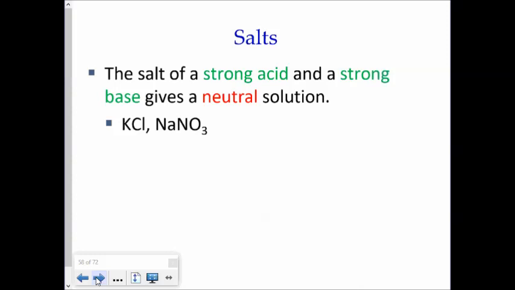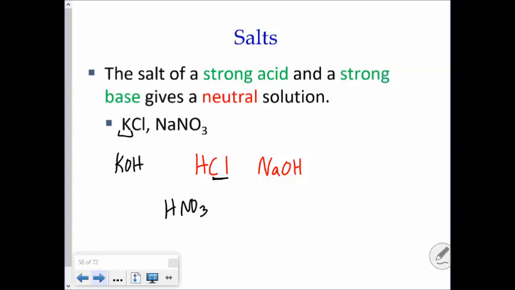So here, a strong acid, strong base. So we have HCl, or in this case, the sodium belongs to the hydroxide. As you can see, our K would be on KOH, Cl would be on hydrochloric, HNO3. So the nitrate is the conjugate of the nitric acid. The chloride is the conjugate of the hydrochloric. The K is the cation of the strong hydroxide. Sodium also would be the cation of the strong hydroxide.